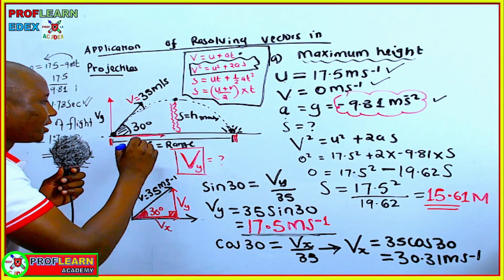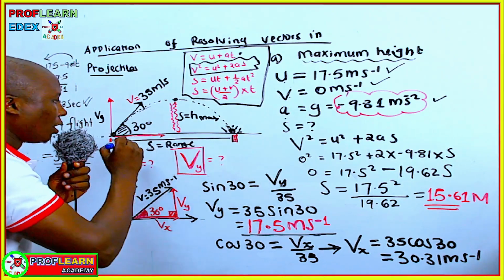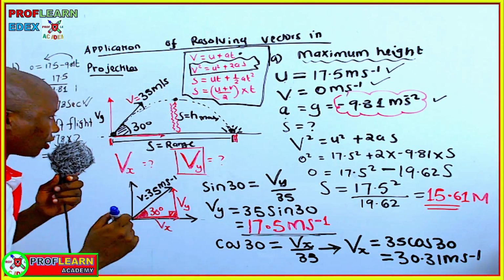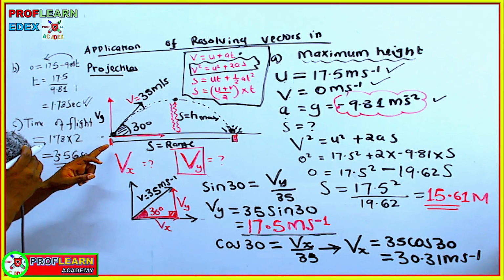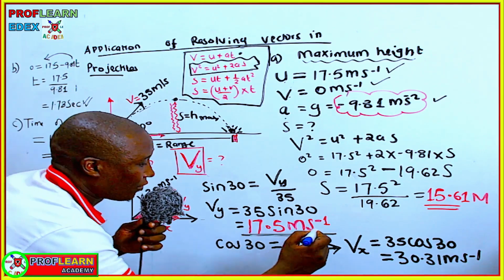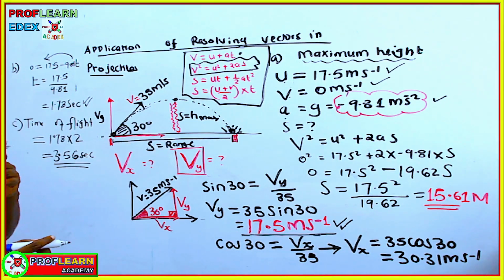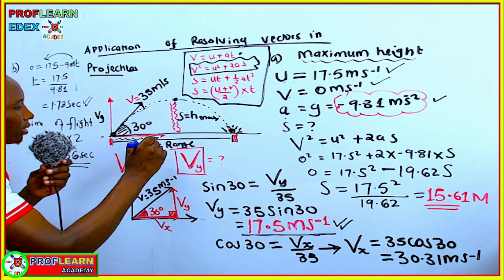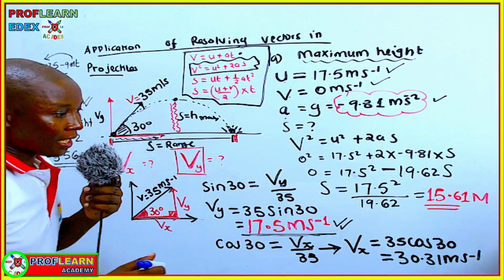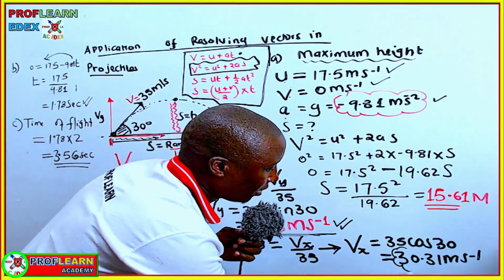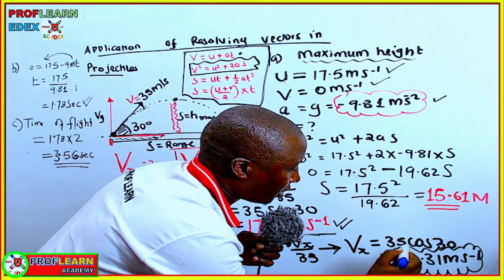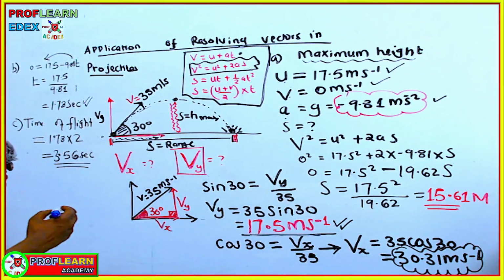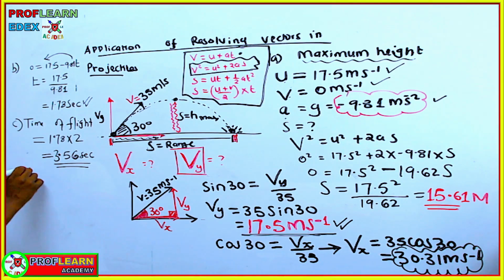Another question that can be asked here: what's the range? The range is this distance that we are having here. How far did this object land on the other side? So remember, this object was moving vertically upward at a speed of 17.5 meters per second. But in the horizontal direction, in the x direction, we had found the horizontal component, and the horizontal component speed we got to be 30.31 meters per second. So this is now the one that we're going to use. This is the range.